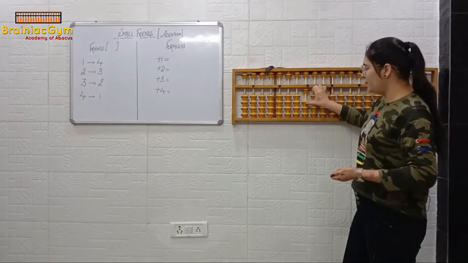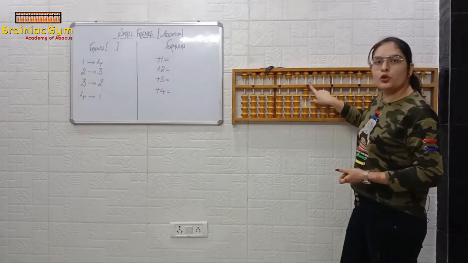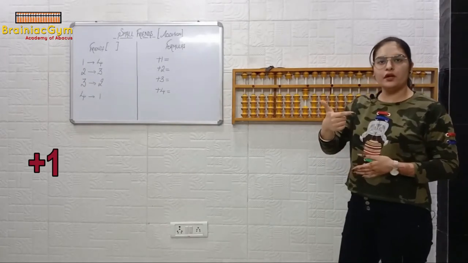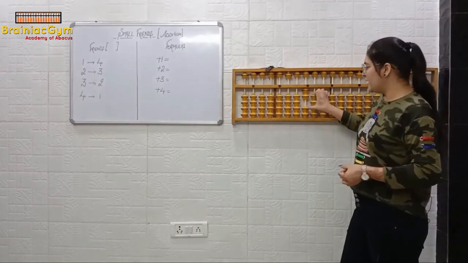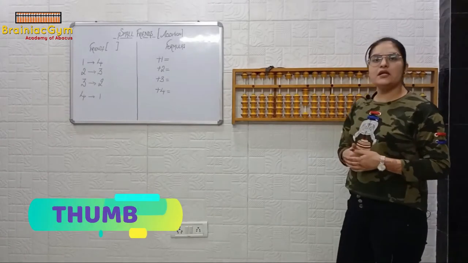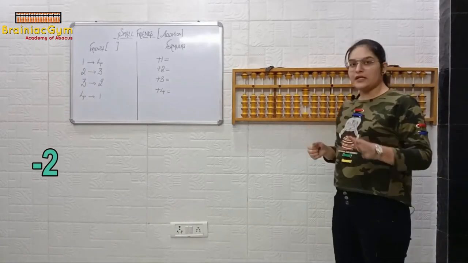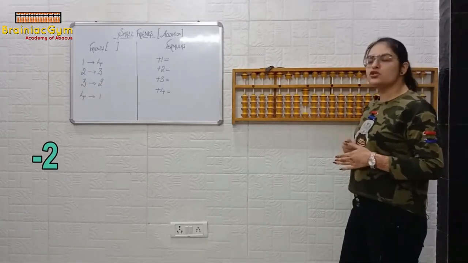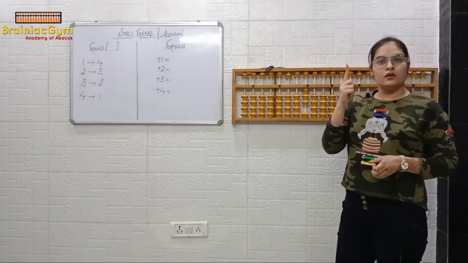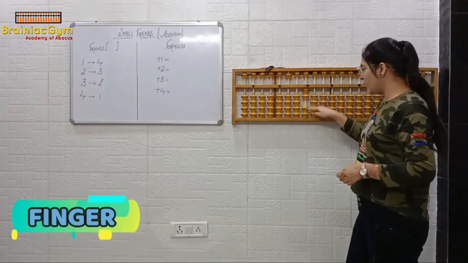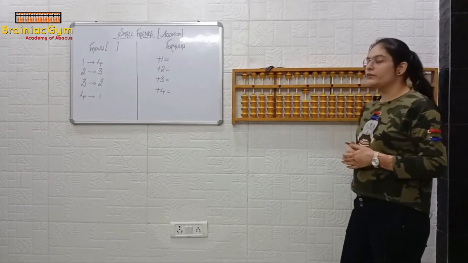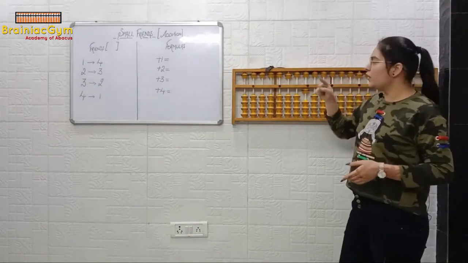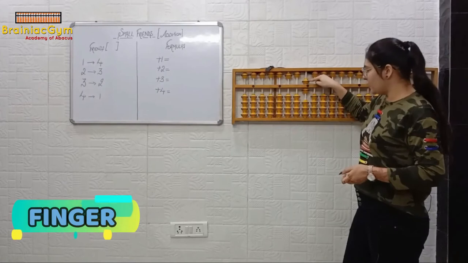Plus 1. Plus 2. It should be done on unit dot. Clear? Plus 1. Plus 1 with thumb or finger? Thumb. Plus 1. Minus 2. Now it's minus. Thumb hum usme use nahi karenge. Clear? So minus 2 with finger. Minus 1. Minus 2. Plus 5. Plus 5 with finger. Plus 5.